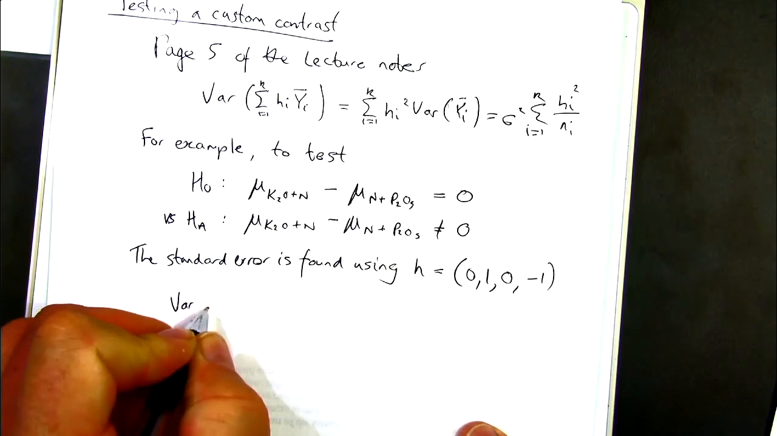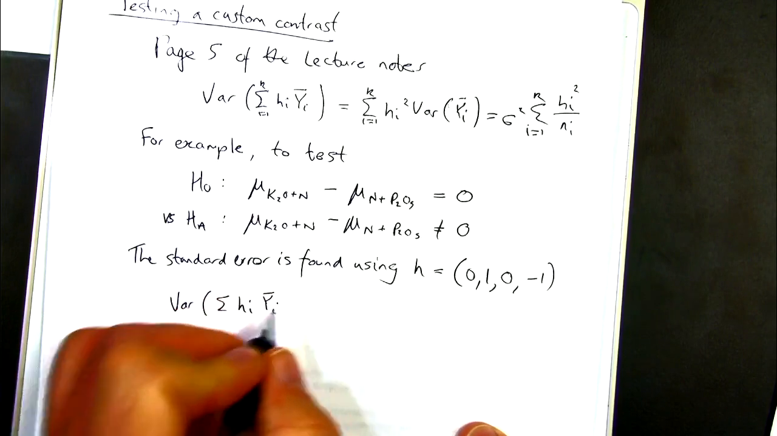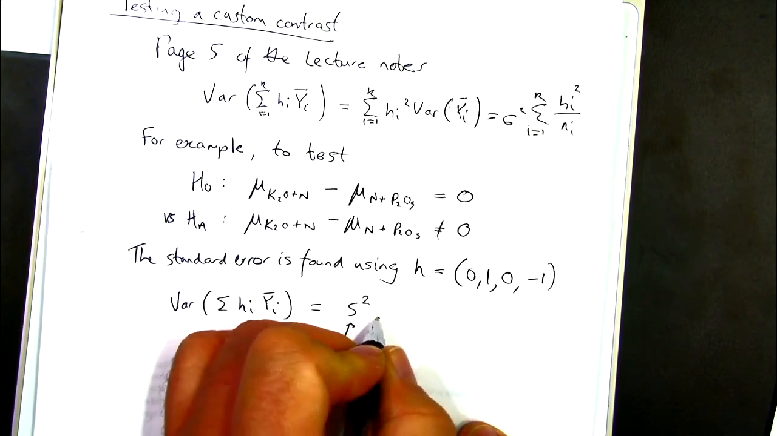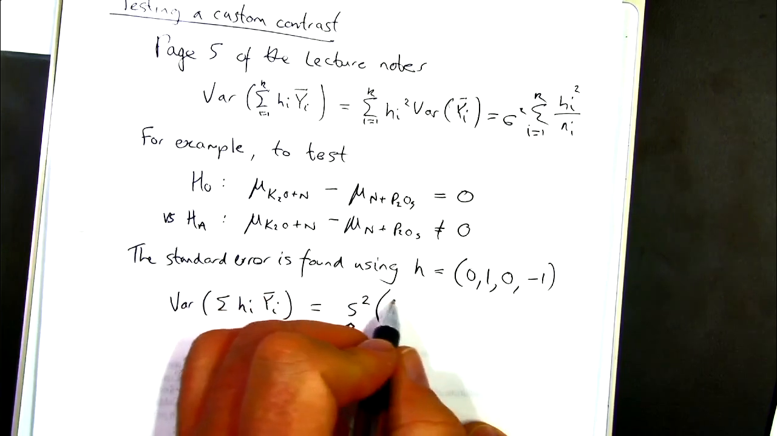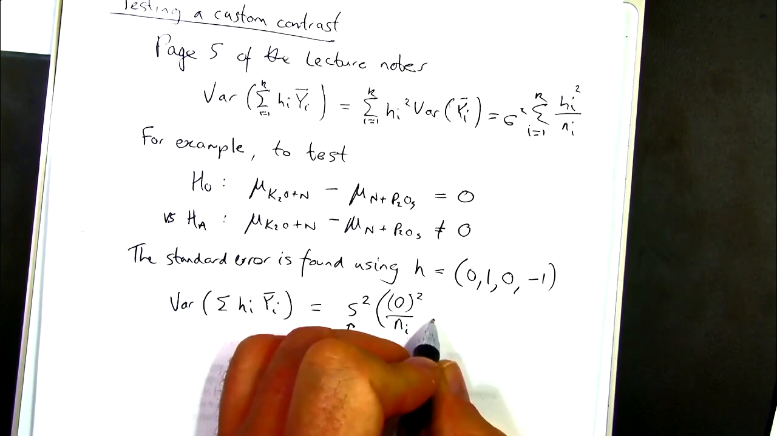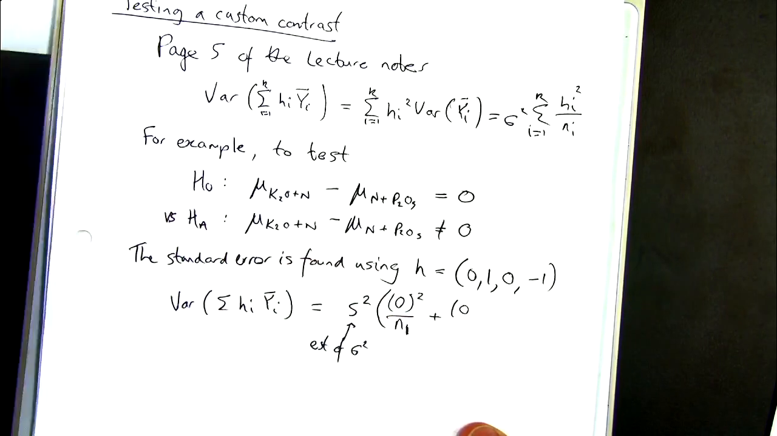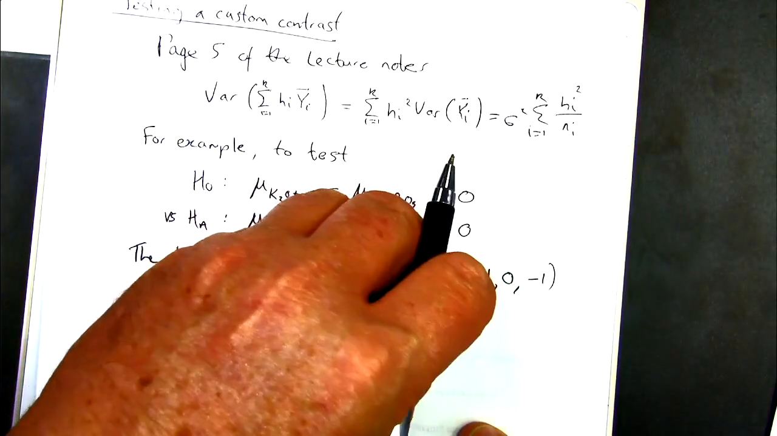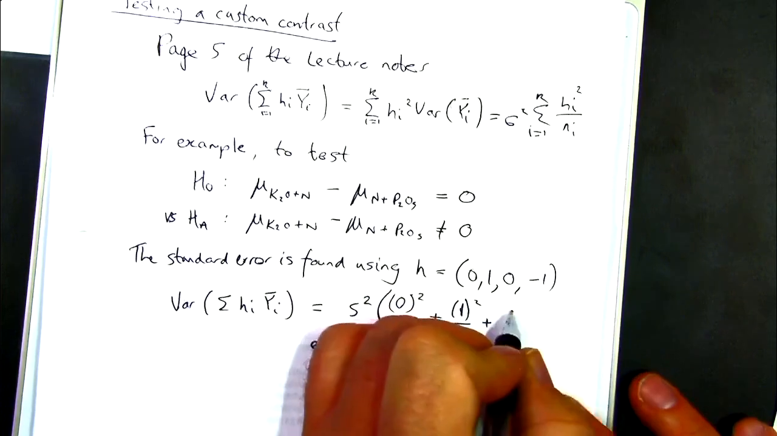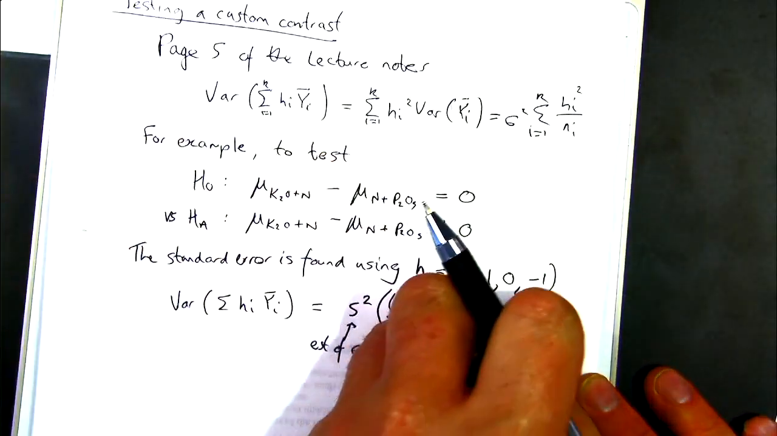So the variance of the sum of HI times YI is going to be S squared, estimate of sigma squared, outside of 0 squared on Ni plus, or well, N1 plus. It's not good, not my day for not making silly mistakes.